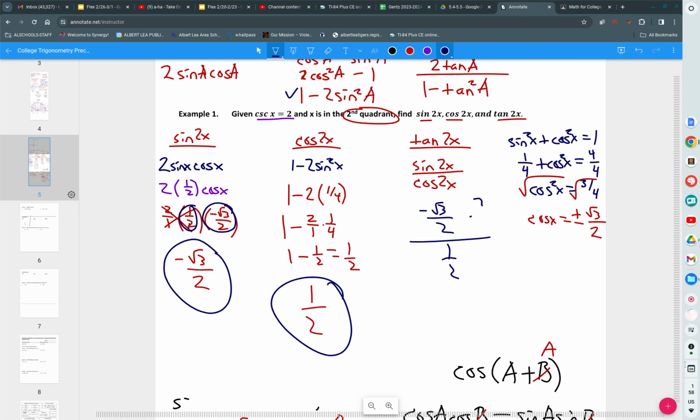When you divide, you multiply by the reciprocal. Notice that the 2's cancel. I get negative root of 3.